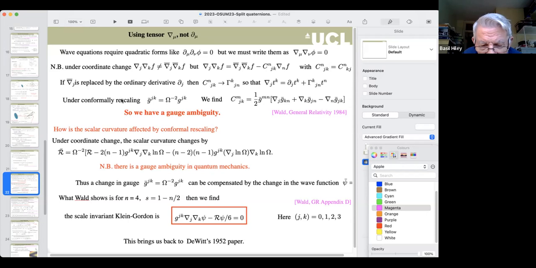Because what we can do is conformally rescale, and we can express this tensor solely in terms of the metric and the covariant derivatives. So we don't have to bring it in via the Christoffel symbols. We bring it in this way. But how is the scalar curvature affected by conformal rescaling? Well, after a lot of hard work, you'll find it all worked out in Robert's book. Your scalar curvature in the new coordinates is related to the scalar curvature in the old coordinates by this long term here. Okay, so we see there's a gauge ambiguity and it's thrown up in the scalar curvature.